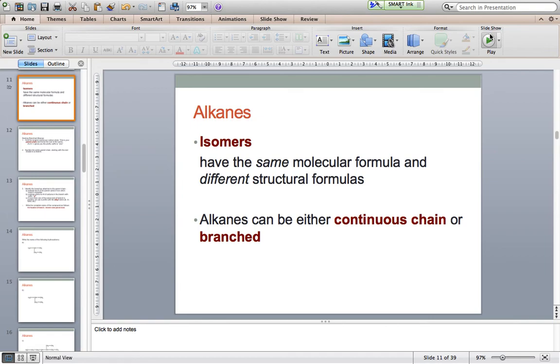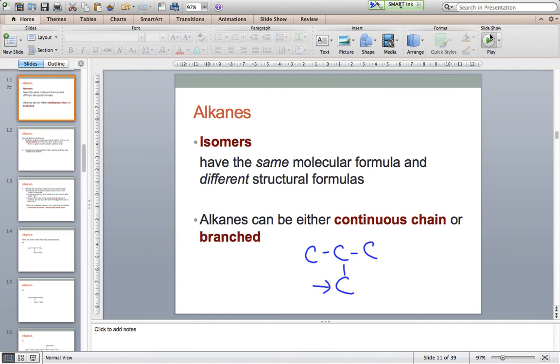Now, because they have different structural formulas, we need to introduce a new concept, and that is talking about continuous chain versus branched alkanes. The alkane that you drew is a continuous chain alkane. It's 4 carbons in a row, bonded one to the next, to the next, to the next. The alkane that I drew is a branched alkane. So you can see that when I have this little group coming off the main chain, that's what we call a branch.